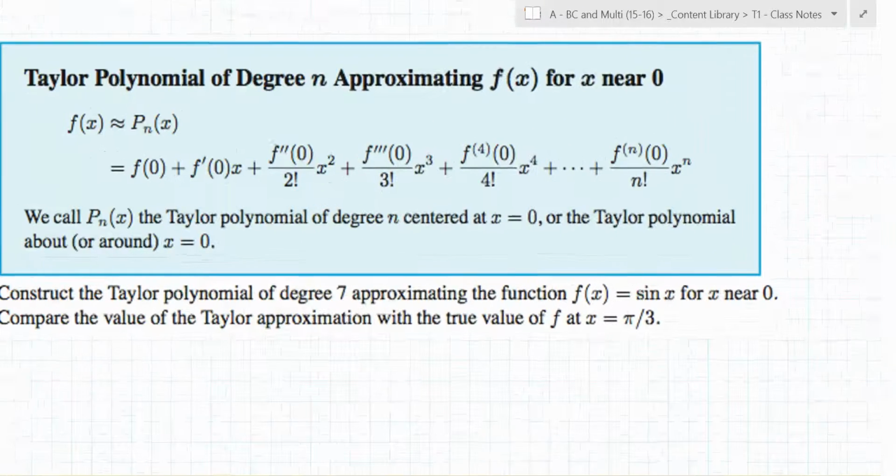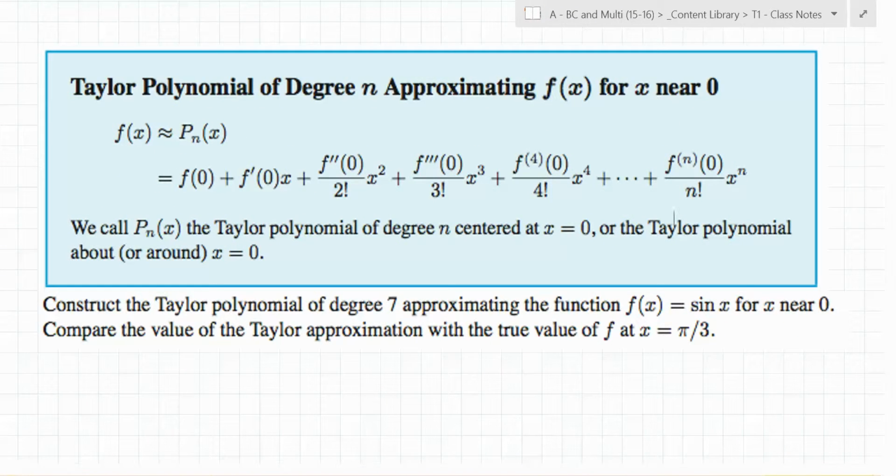So let's take a look at what it says right below there. Construct the Taylor polynomial of degree 7, approximating the function f of x equals sine x for x near 0. Please do that first one right now. Try that by yourself. See if you can do that using what you see on the board right there.